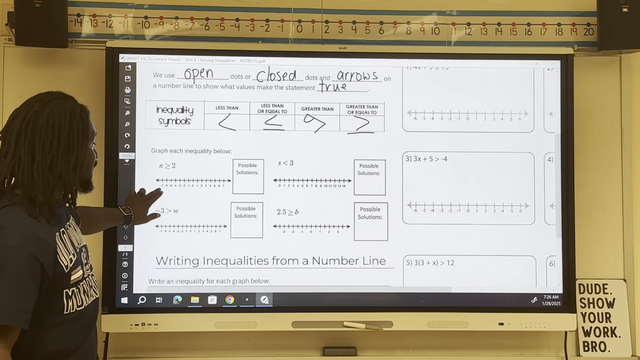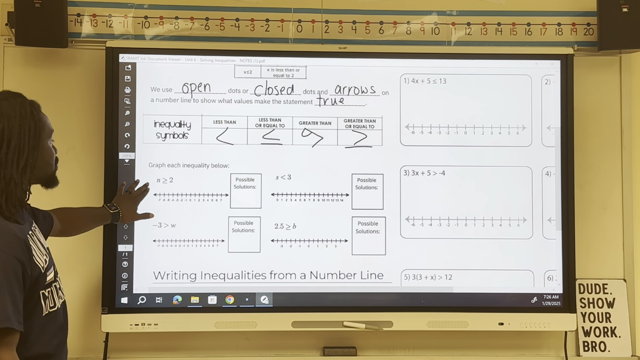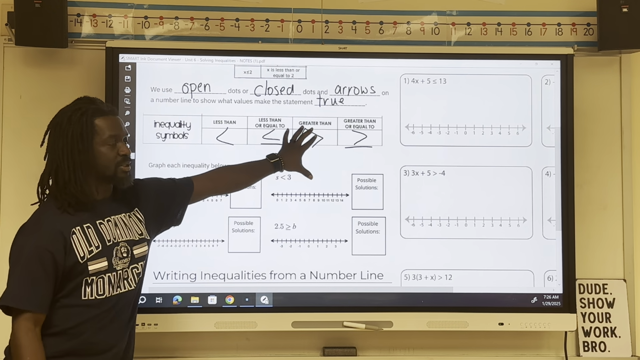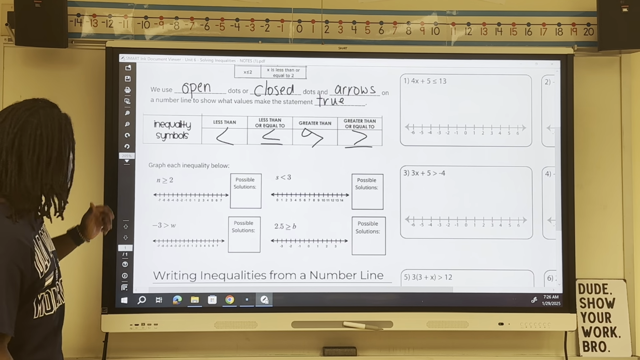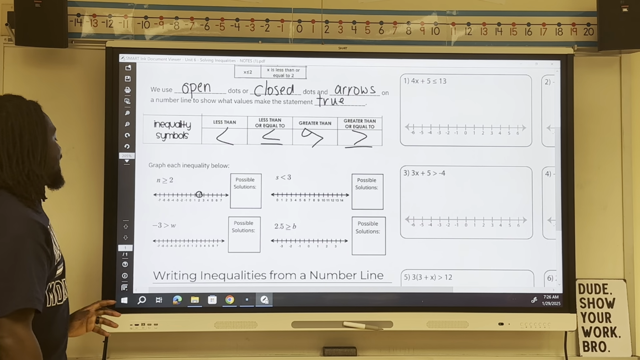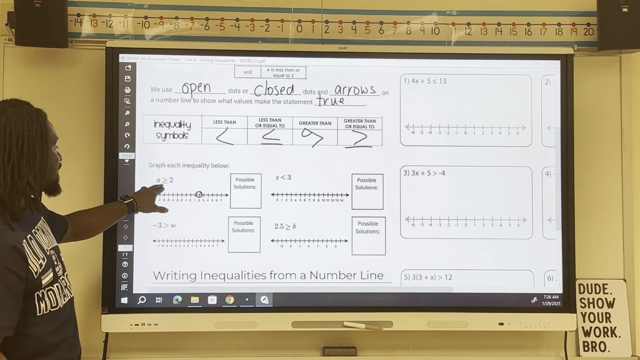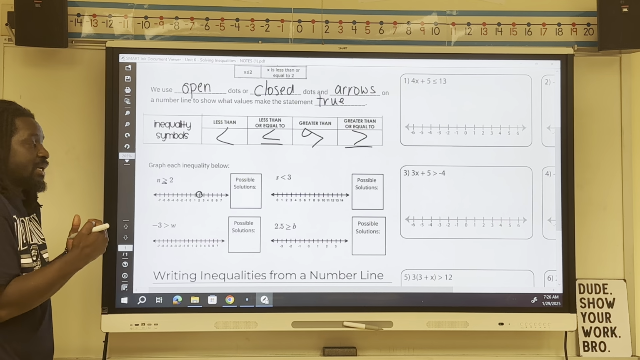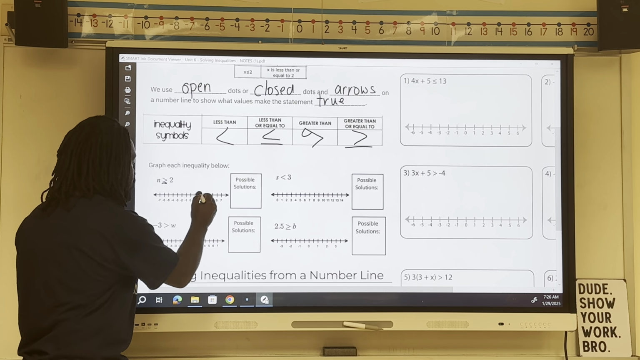All right, so really quickly, again, this is just by way of review. I want you to read this. This says n is greater than or equal to 2. If you don't remember the symbols, just look up here. So what I'm going to do is go to 2 and make a circle. Then I have to determine if that circle is open or closed. Well, if it is equal to, that means that if there's a line underneath it, it could also be that value. So it can be 2. So I'm going to close my circle.